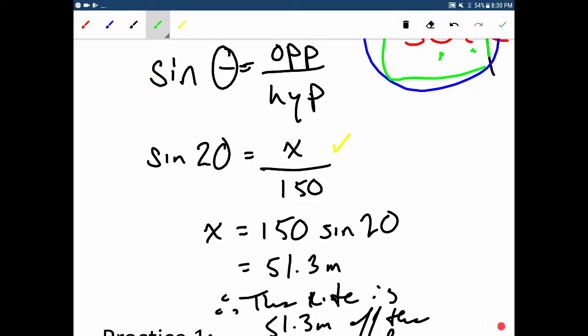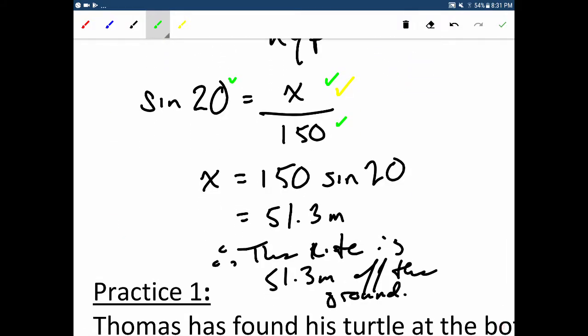So you sub in what you know. We knew that theta was 20, the angle was 20 degrees. So we replace our theta with 20. We replace our opposite with the x because that's where the x was, and then we said the hypotenuse was 150. From there, what we're doing is multiplying both sides by 150. But you don't even actually have to remember that. You can just remember the bottom of the fraction goes up to the top of the other one. However you like to remember it, it doesn't matter.